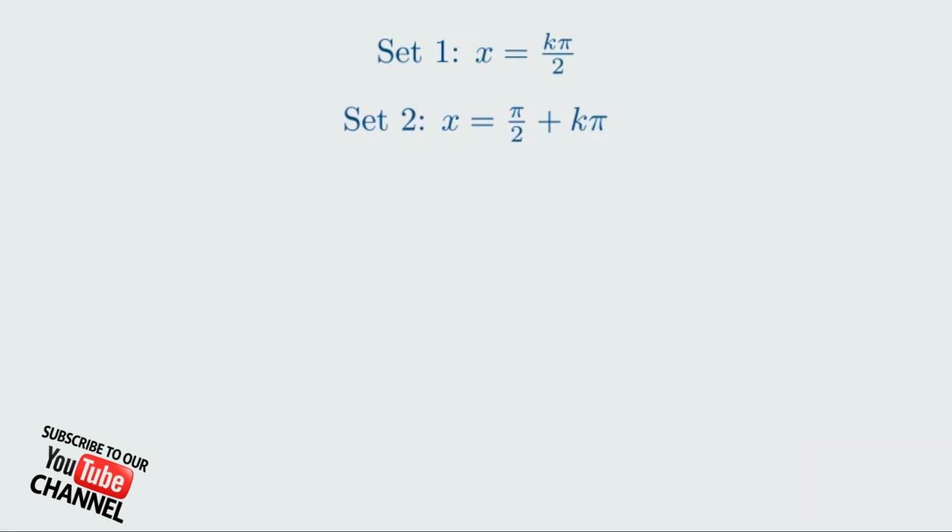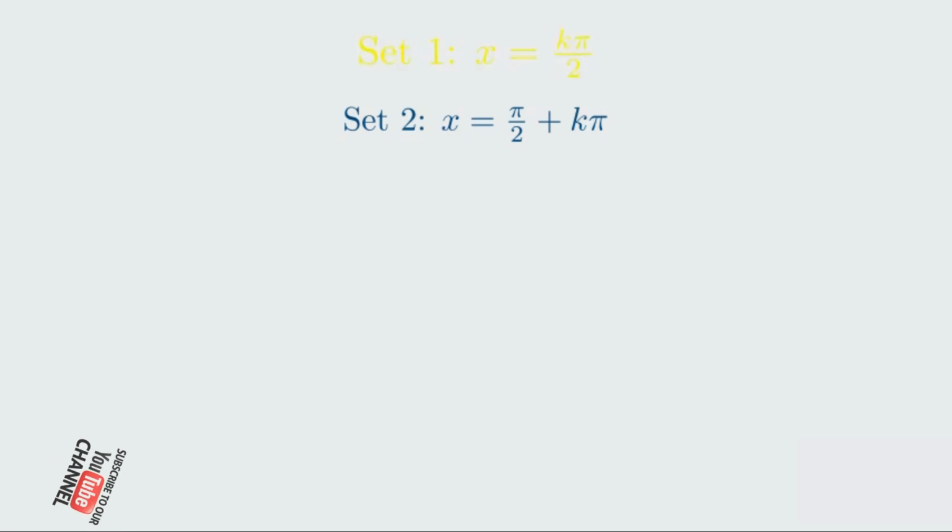We've found two sets of solutions. Let's list them together. From case 1, we found x equals k pi over 2. From case 2, we found x equals pi over 2 plus k pi. Now we need to combine these. Let's think about what values these expressions represent. We'll find a few for different integer values of k.